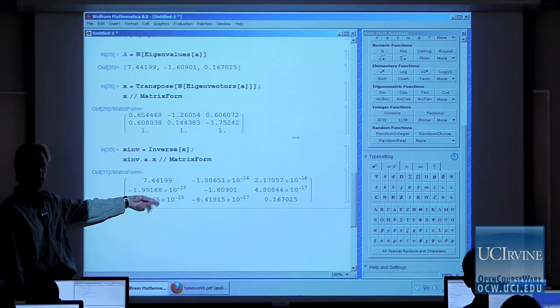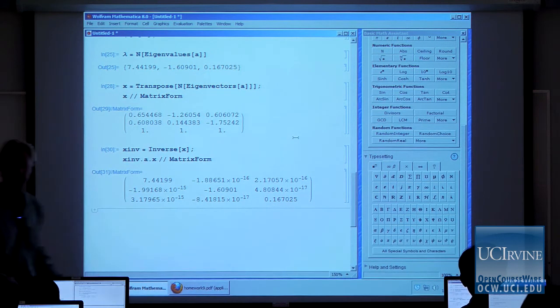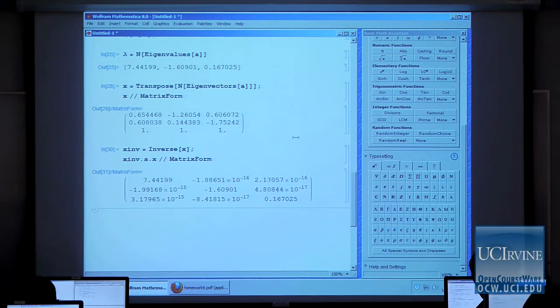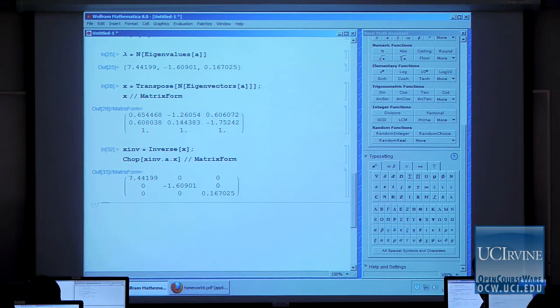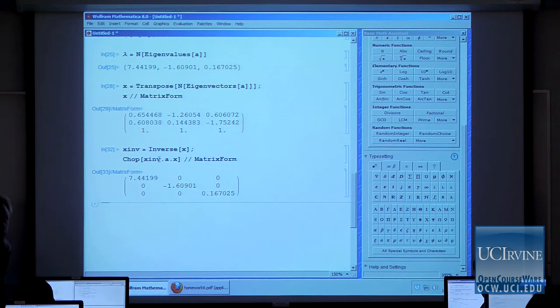Okay? So we can get rid of that by putting in something we've seen before, which is called the Chop wrapper, which will eliminate numbers that Mathematica thinks are imprecise. So we can just say, give me Chop of that. And now you see that, in fact, we've got a nice, clean diagonal matrix whose diagonal elements are the eigenvalues. So once again, proving that the matrix X is the matrix of eigenvectors, and the similarity transform is correct.